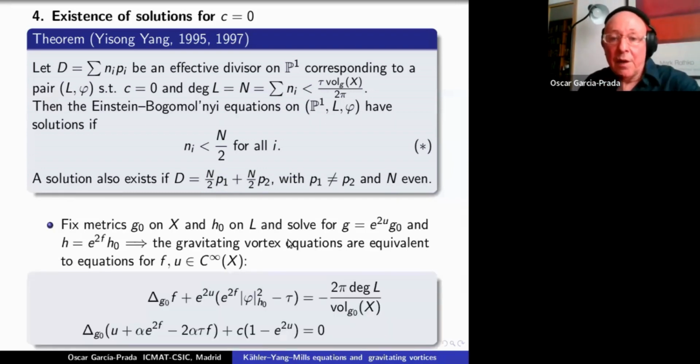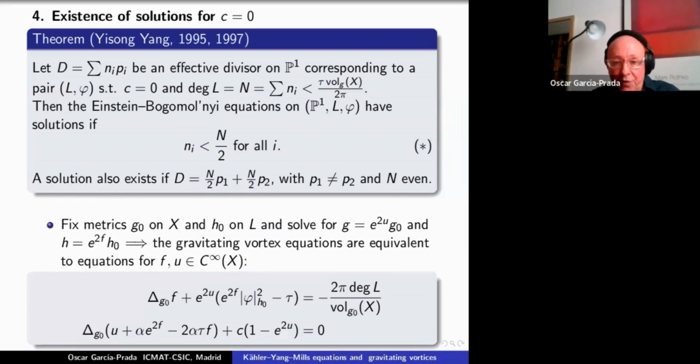Okay, so a way of approaching these equations, and this is what Yang did, is that you fix a metric G0 on X, and a metric H0 on L. And then you are solving for G now. Any other metric on X can be expressed in terms of G0 by the exponential of some real function u. The same for the Hermitian metric on L. And so then the gravitating vortex equations are equivalent. In fact, the full gravitating vortex equations, meaning when you actually have C. This is true for any X, not just for P1, and you are not assuming here that C, this topological number determined by the topology, is zero.